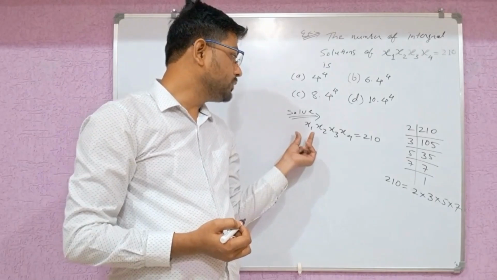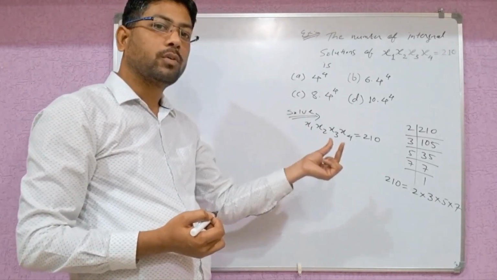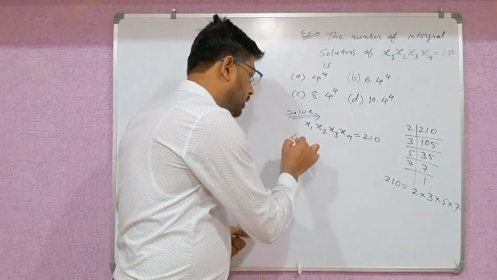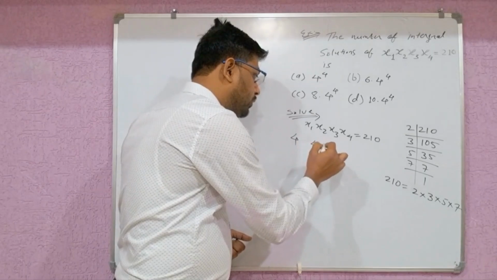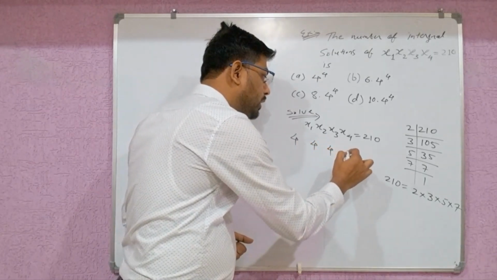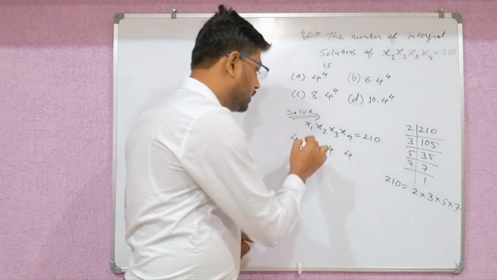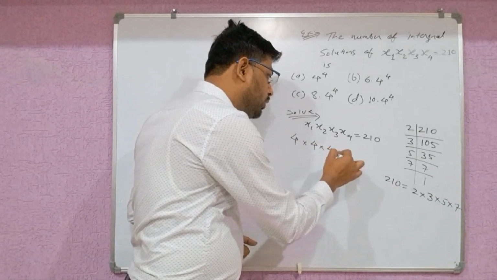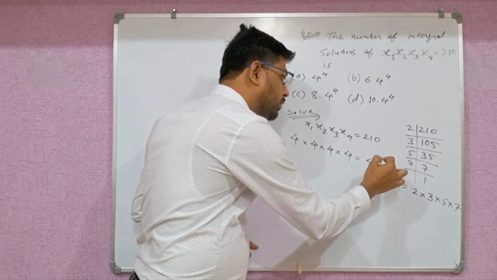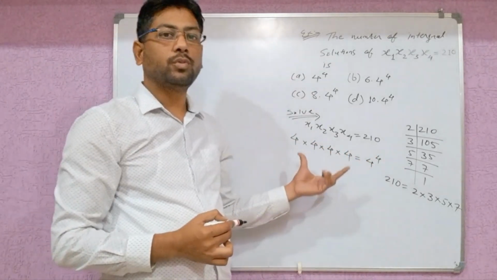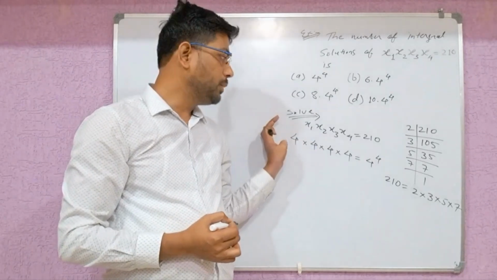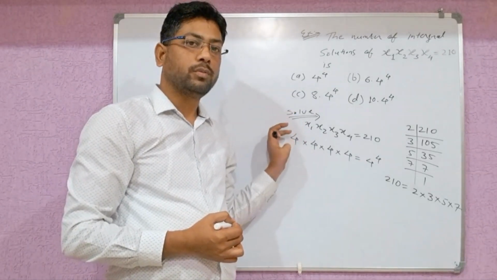Now this x1 can take 4 values, 2 or 3 or 5 or 7. In the same way x2 also can take 4 values, x3 also can take 4 values, and x4 also can take 4 values. So 4 into 4 into 4 into 4, this will be 4 raised to power 4. This will be the solution for this equation. Okay, this is one method to find the positive solutions.